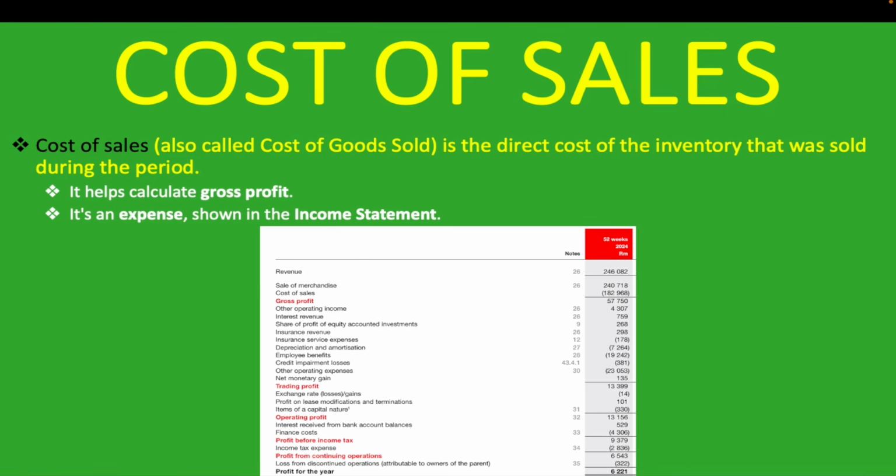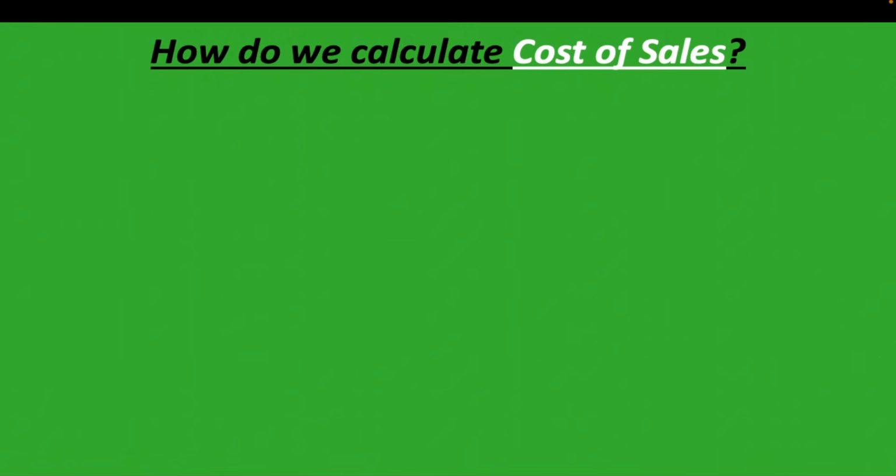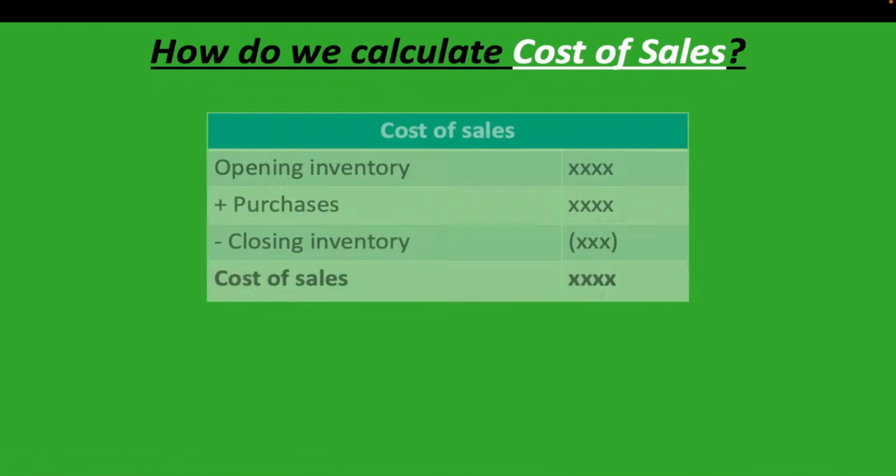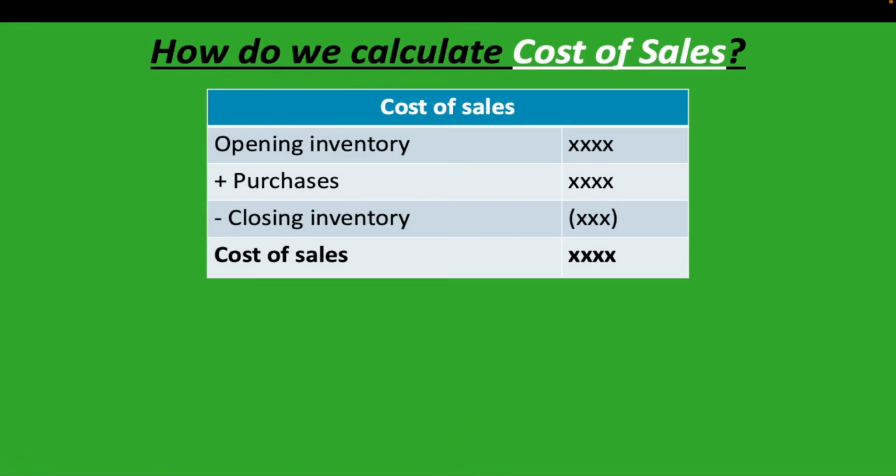And so having defined what it is and explained why it's important and where it goes in our annual financial statements, how do we calculate cost of sales? In other words, how did Pick n Pay come up with this amount of 182,968,000 rand? Well, let's have a look at the formula for calculating cost of sales. In simplicity, here's what it looks like, and I'm sure you may have looked at this or you may know this already. Opening inventory plus purchases minus closing inventory, and that will give you cost of sales.